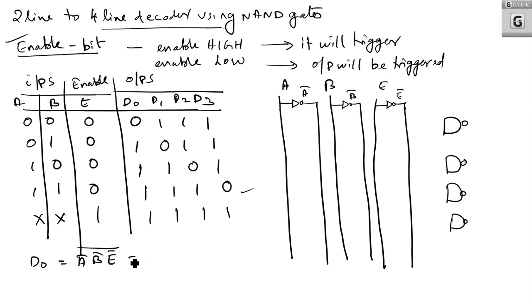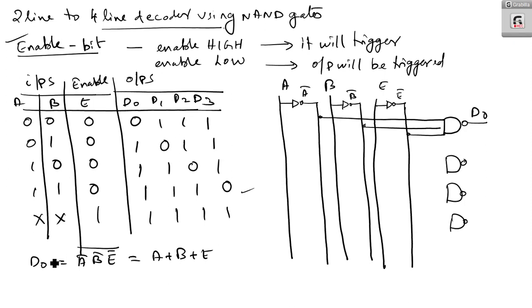So that is A or B or E. Here you can write A bar, B bar, E bar, the whole bar. What will you get? You will get it as D0.